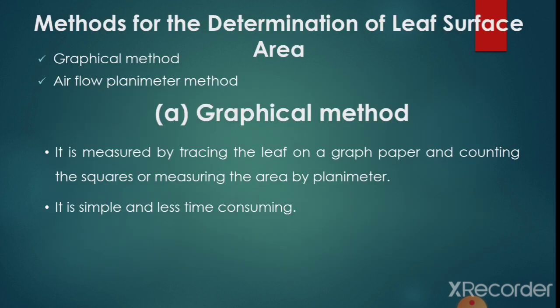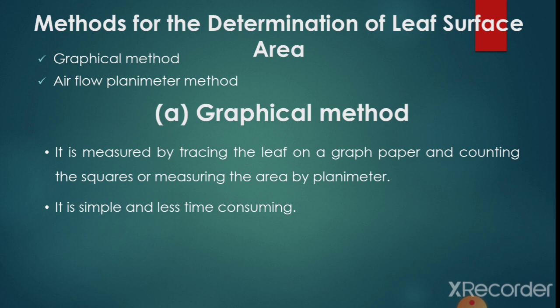Knowledge of surface area of some parts of plant materials like leaf and fruits is important to plant scientists as well as engineers handling and processing the products in processing plants. So basically there are two methods used for determination of surface area of biological material, that is the graphical method, and second one is the airflow planimeter method. Both methods are used to measure the surface area of leaf.